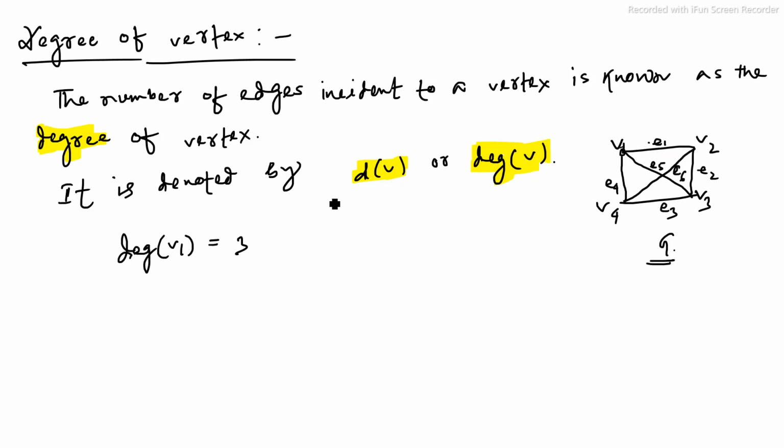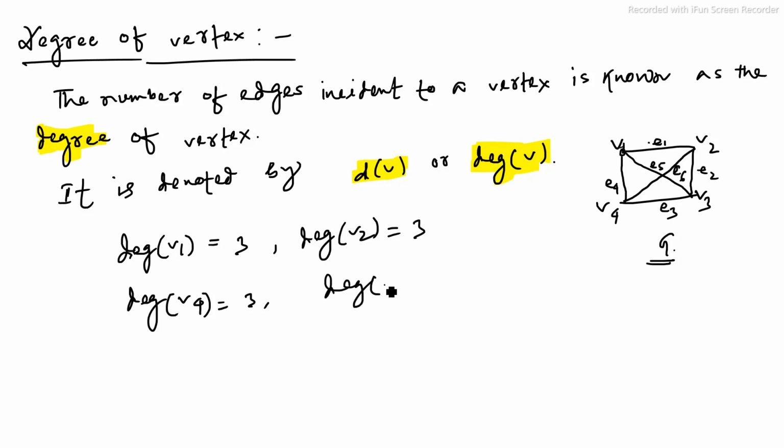And similarly, the degree of v2 is also 3 because 3 edges are connected with vertex v2. That's why e1, e2 and e5 are adjacent, or incident, or connected, you can say. That's why the degree of the vertex v2 is 3. And similarly, the degree of v4 is 3, the degree of v3 is 3. So this is a three regular graph.